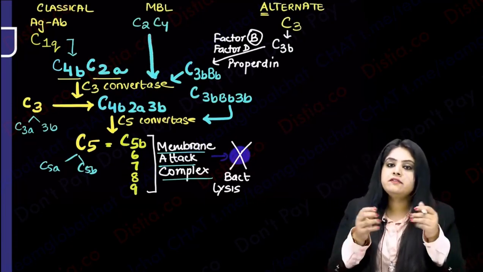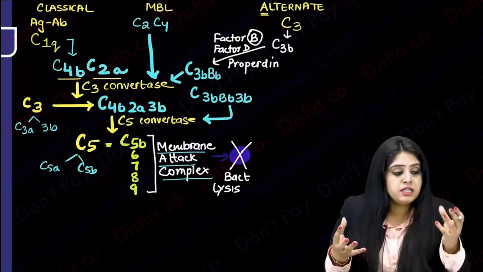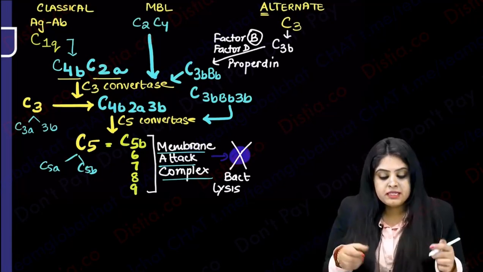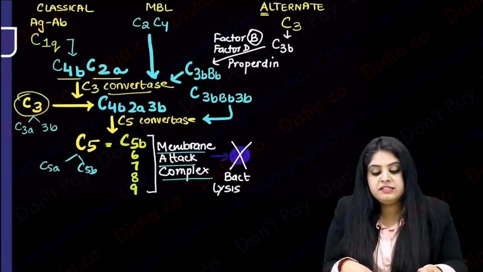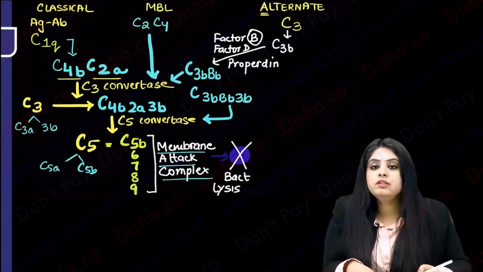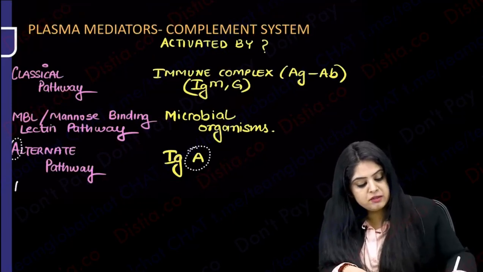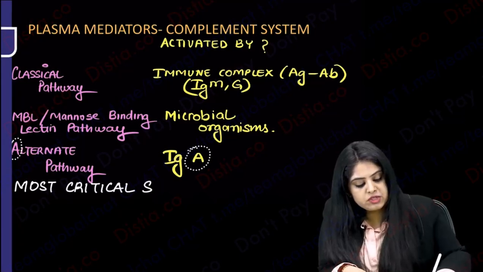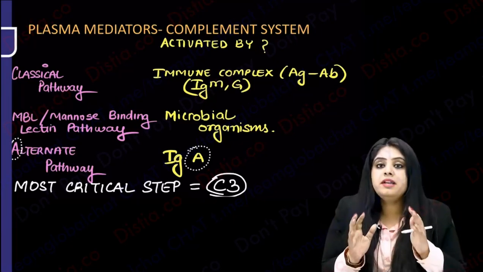C3 convertase. So if I realize now which is the meeting point of all these pathways, be it classical or alternate or MBL, they are coming and meeting at the level of this C3 convertase, means they are coming and meeting at the level of something where I want to break C3. And that means, what is the most critical step that I can talk about in the complement system? Please remember, the most critical step is a very favorite question, and that is the conversion of C3. The C3 conversion is the most critical step because all of them are going to come and sit down over there.